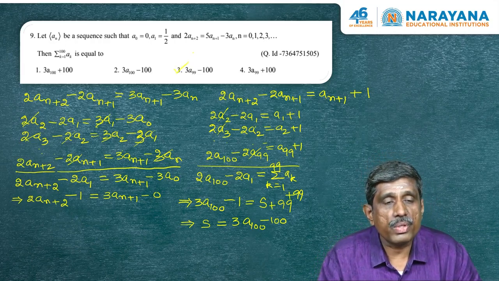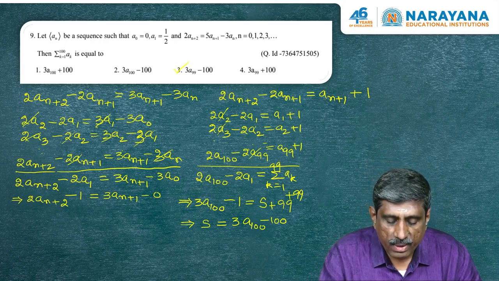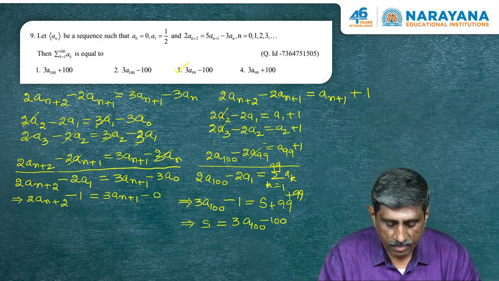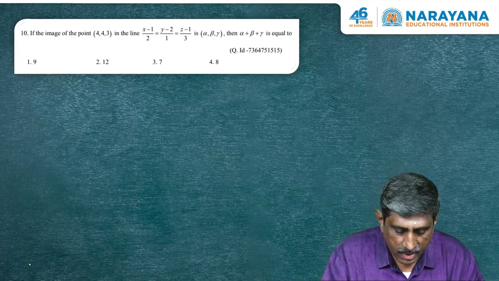This is question number 9. So, 2 times we have to make adjustment of the sigma to get the required sum. Right. Let us move on to the next question.